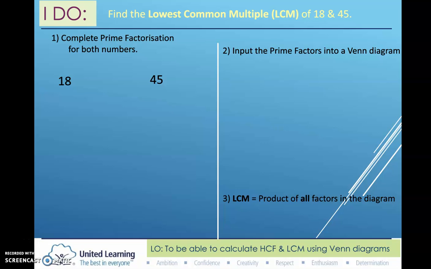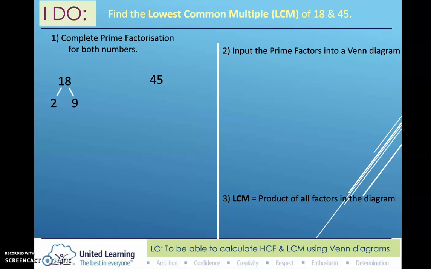Okay, so the I do to start with, I had to use the whole slide for this because it can get quite fiddly and boxed in if you try and squeeze it. So, first we want to find the lowest common multiple of 18 and 45. Now, of course, last time we listed the multiplication tables, but now we're going to use prime factorisation.